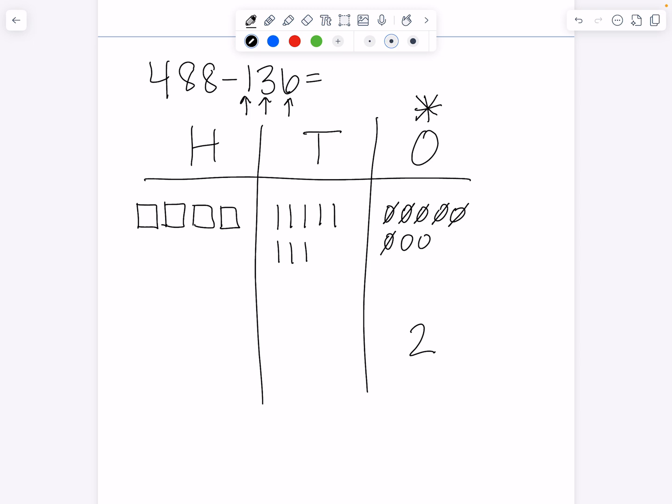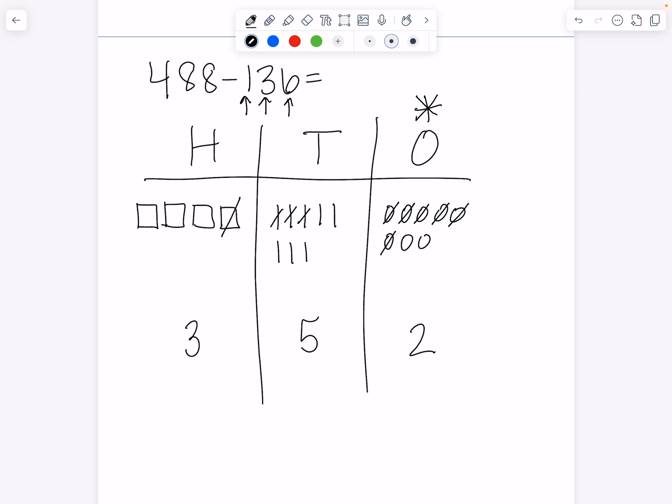Now let's move over to the tens place. I have to take away 3. Let's do it together. 1, 2, 3. How many were left after I did that? I've got 5. And in my hundreds place, I'm taking away 1. So let's cross out 1, and that's leaving me with 3. So 352. This problem was really nice and easy because all I had to do was just subtract what I had.